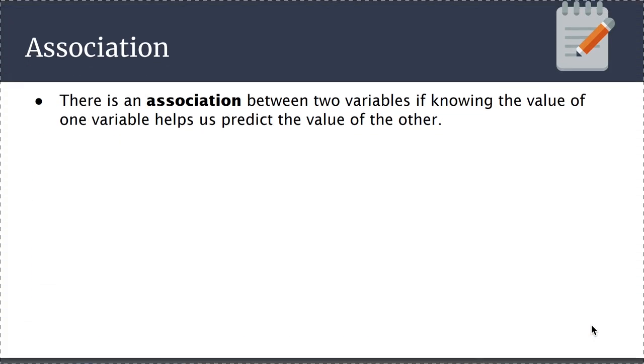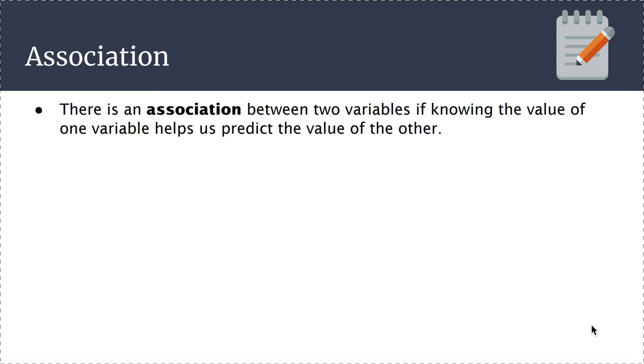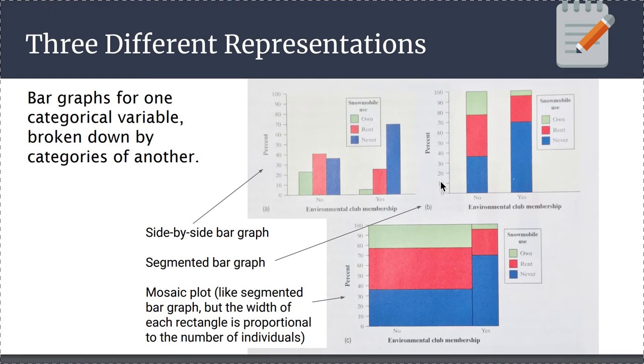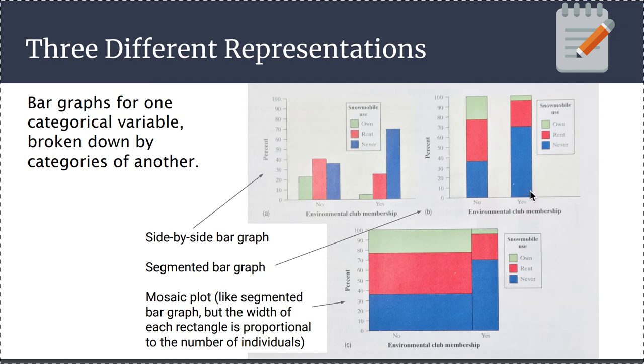Now, quick reminder, when we're talking about association, we say there's an association between two variables if knowing the value of one variable helps predict the value of the other. So for example, up here, based off of these charts, if I knew that you belonged to an environmental club and were attending Yellowstone National Park during the winter, I might be able to predict that you never use a snowmobile.